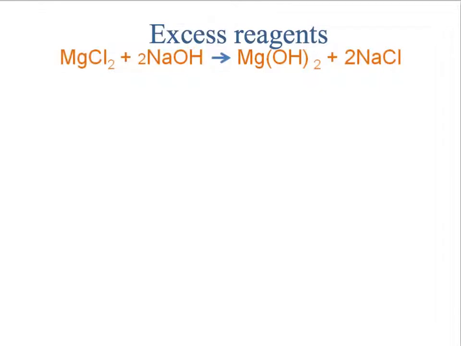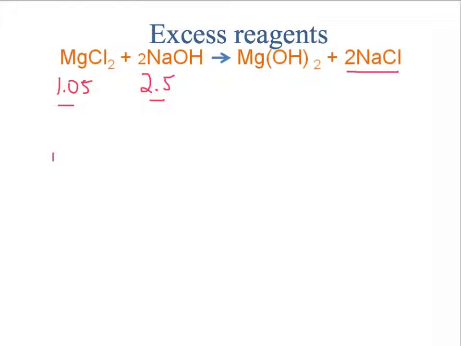Okay, so we've established that we have 1.05 moles of magnesium chloride, and we have 2.5 moles of sodium hydroxide. So we're going to determine how many moles of sodium chloride each of these starting reagents would make, and whichever one makes the lesser amount would be the limiting reagent.